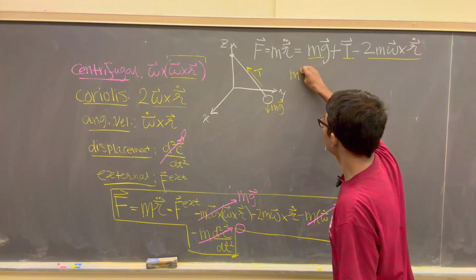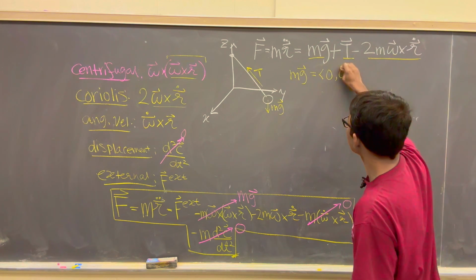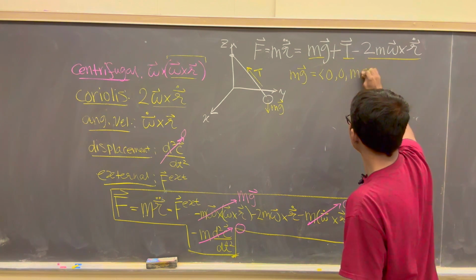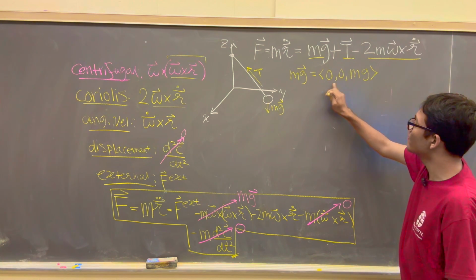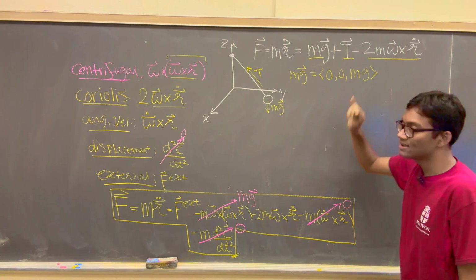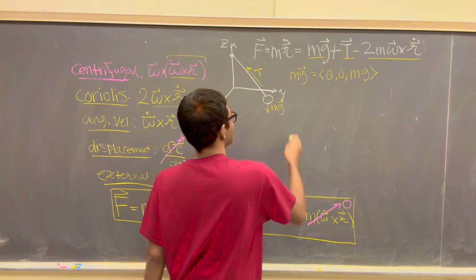So first of all, mg, let's start with the easiest one. So that's just gravity, and it's only going to act in the z direction. Okay, it's always pointing down. So you can see that my x and y components of the gravity vector are 0, and the z component is mg. Okay, that's fine. Let's look at the tension force.